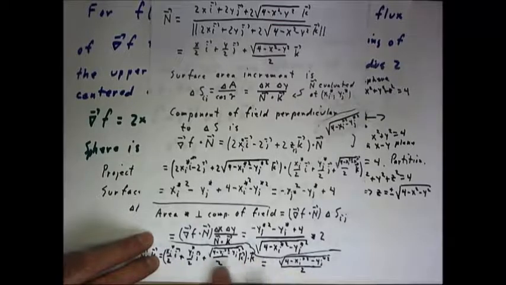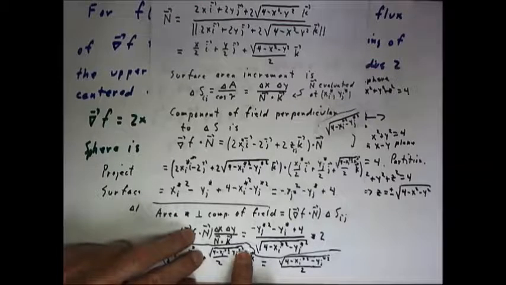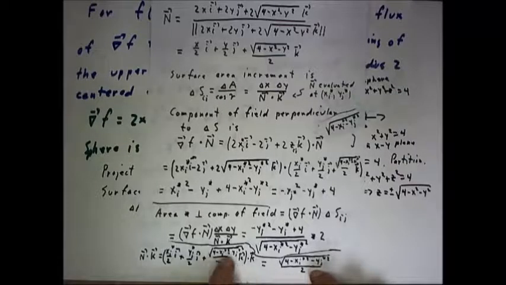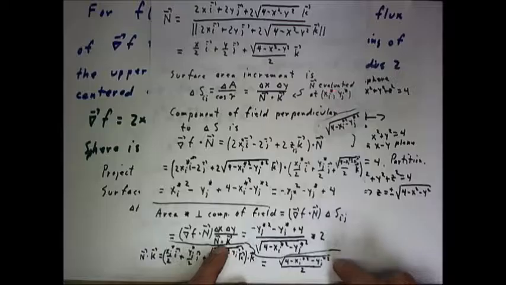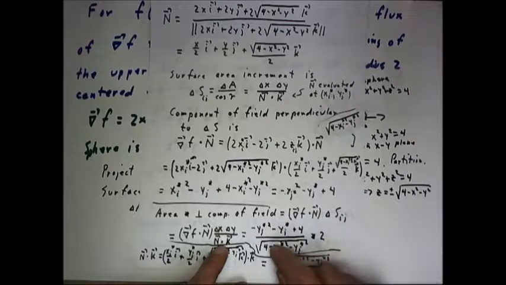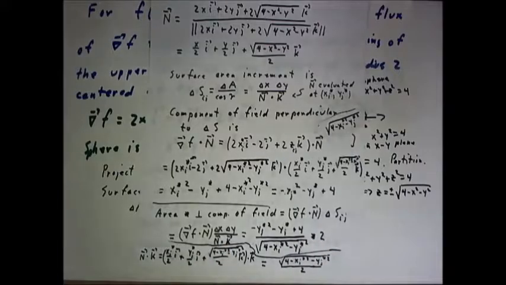Well, i dot k is 0, j dot k is 0, k dot k is 1, so what we end up with is this term, which I've written out a little bigger right here. And that's going to be our denominator. Now, if we divide by this, it means we multiply by the reciprocal, so we multiply by 2 divided by this, and this is our result.